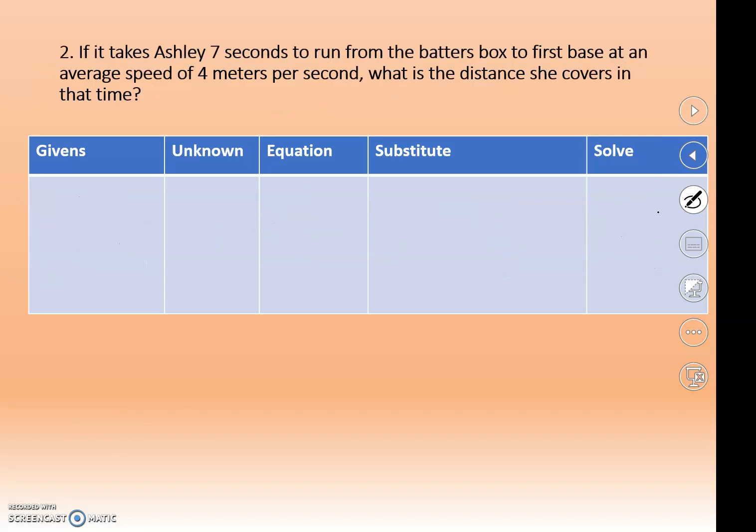Number 2, if it takes Ashley 7 seconds to run from the batter's box to first base at an average speed of 4 meters per second, what is the distance she covers in that time? So for this one, we are given 7 seconds. We are given 4 meters per second. So time is going to be our 7 seconds, and it tells us that the average speed is 4 meters per second. So our speed is 4 meters per second. Unknown, what is the distance? We are solving for distance at this one.